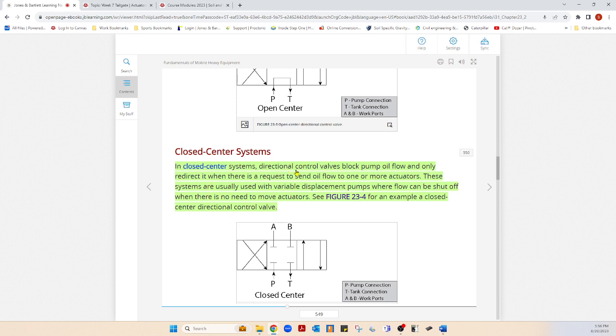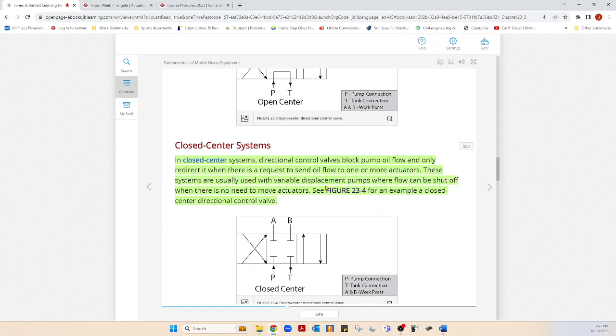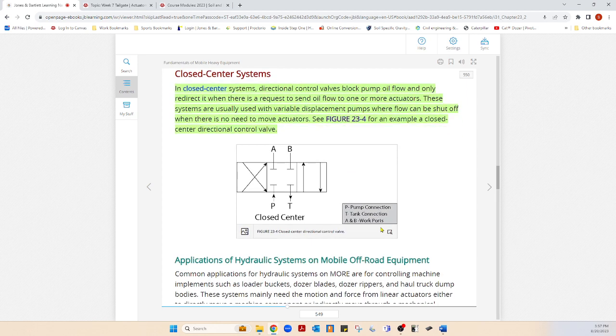Let's see what it says. Directional control valves block the oil flow and only redirect it when there's a request. What would be a request? Move the control lever. A solenoid valve, that would say, I need some fluid because I need to do something. So you control when it gets fluid. And the request is like either low pressure or you moving a control or an automatic solenoid kicking in. So that's your closed.